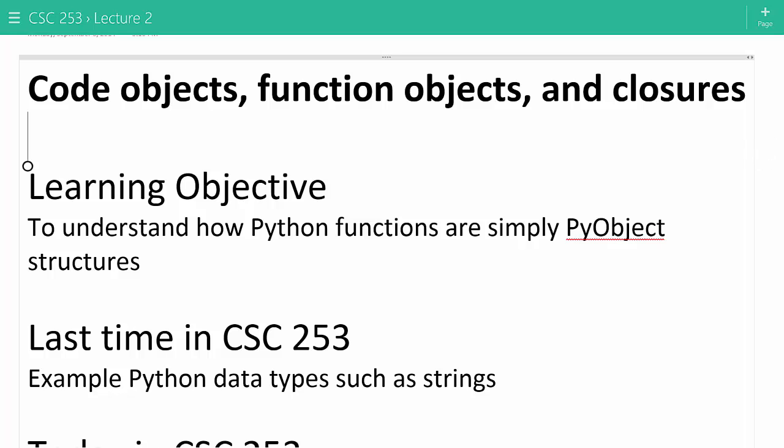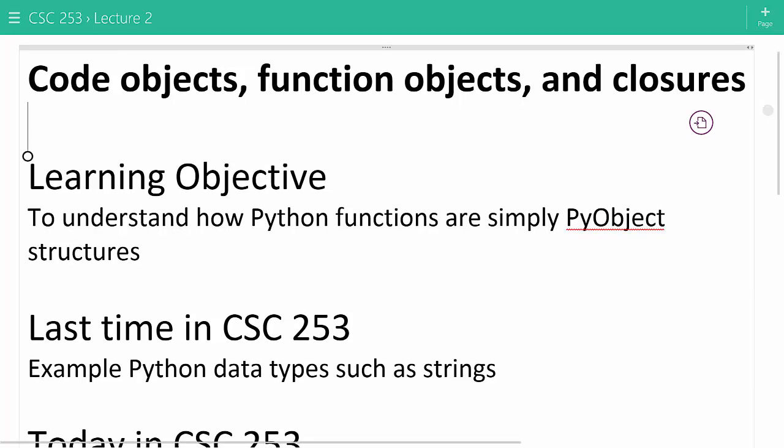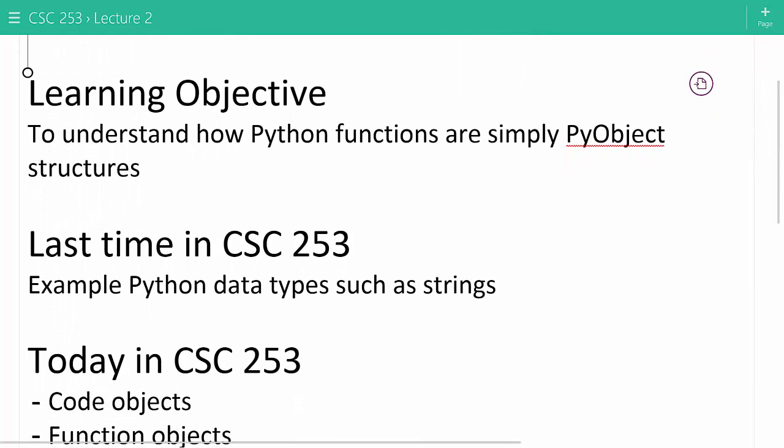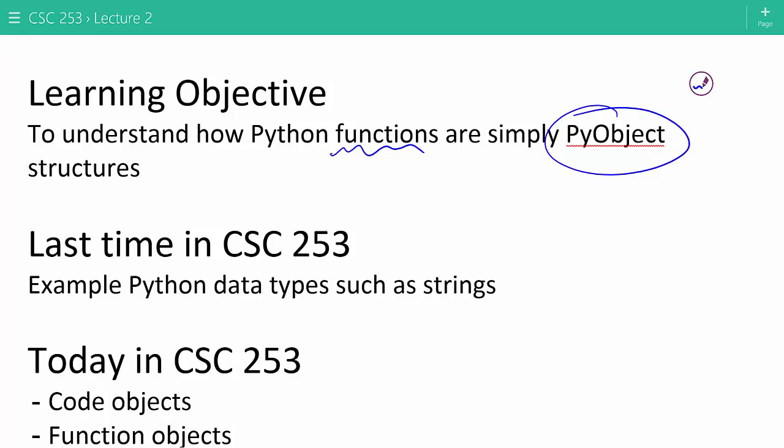Today we're going to do code objects, function objects, and closures. The objective of today is to understand how functions in Python, which we've covered briefly, are just simply Python objects. They're just another kind of object, and we're going to look at how that works in detail.